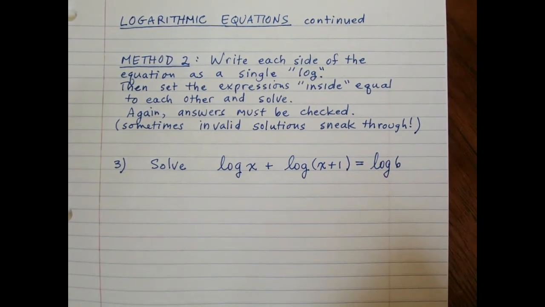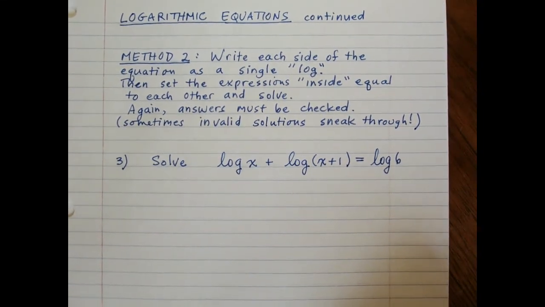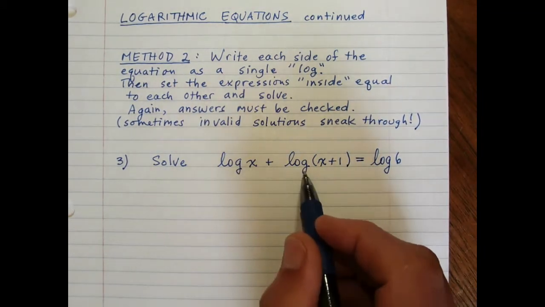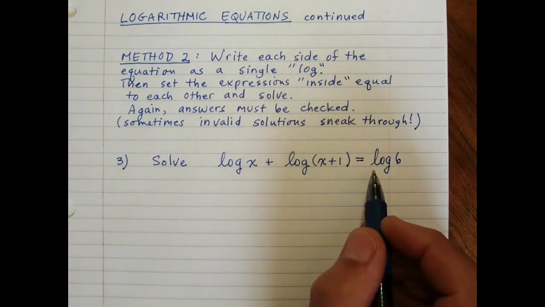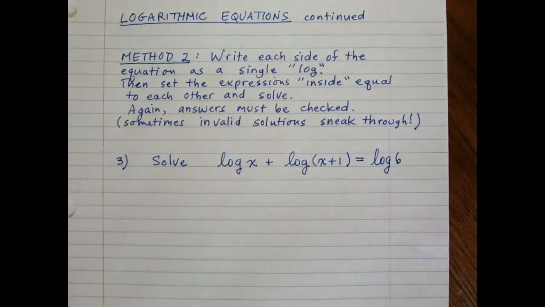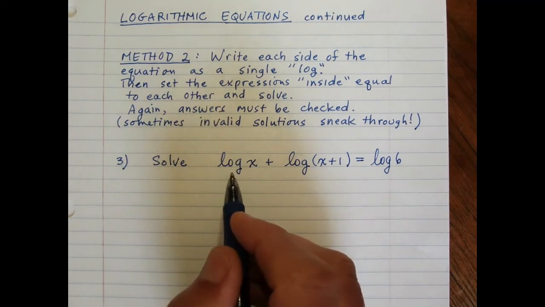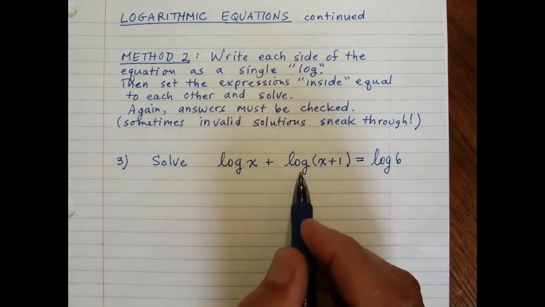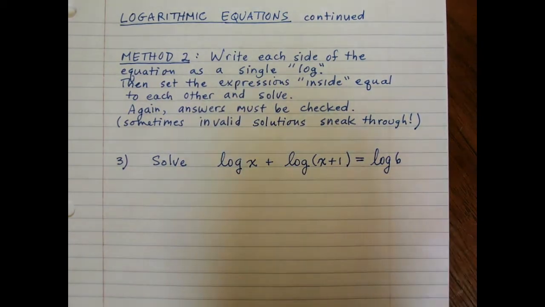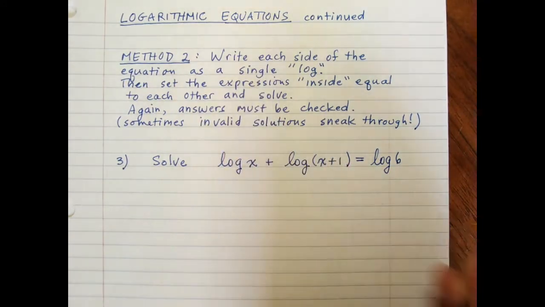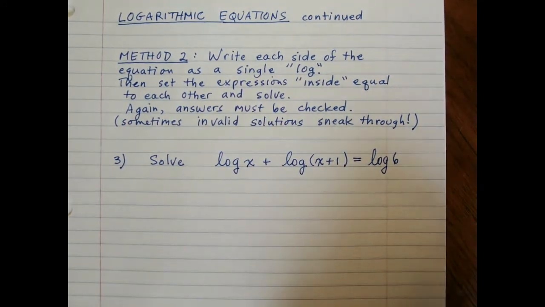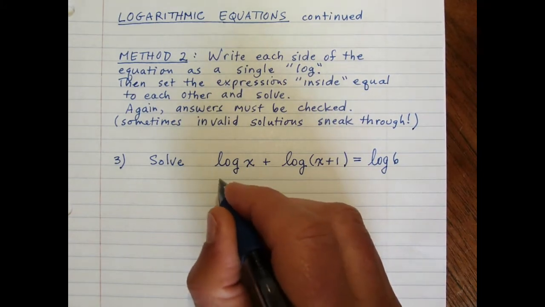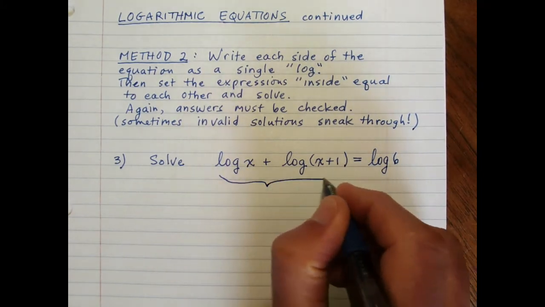Okay? So here, let's go ahead and solve this one. We're going to apply method 2 here. We're solving log x plus log (x + 1) equals log 6. I have just log written, so it's understood we're talking about log base 10. In each case, these are log base 10. And what I mean by write each side of the equation as a single log is, if there's a way using the laws of logarithms to combine, you can apply them.